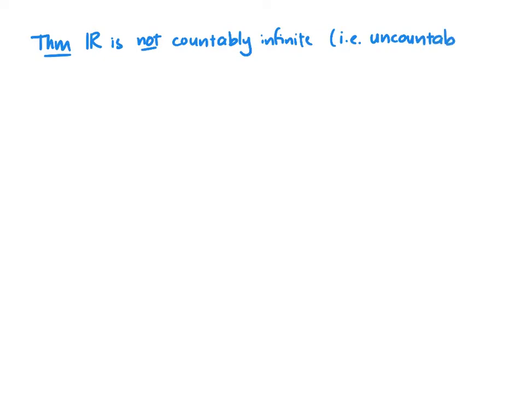The theorem is that R is not countably infinite. Another way to say this is that R is uncountable. It's an infinite set, but not countably infinite. So our main goal is a proof of this result. This is what's known as Cantor's diagonalization argument.